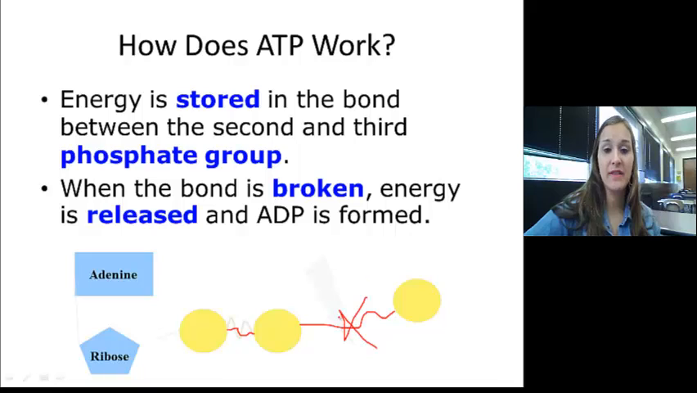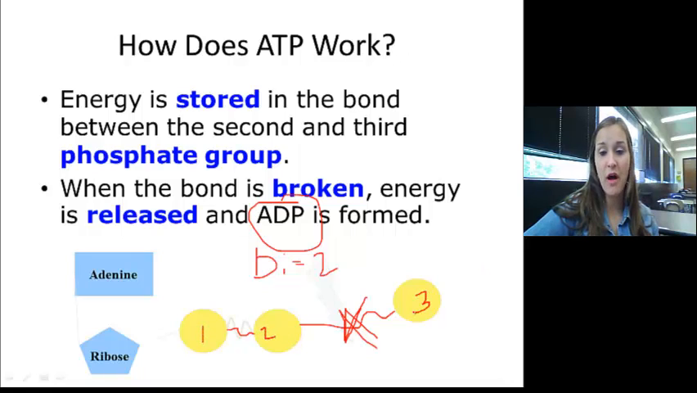And then we have something called ADP being formed. D stands for di, which means 2. So when this bond breaks off, we're left with these 2 phosphates, since the third one broke off. So here we would be left with ADP.